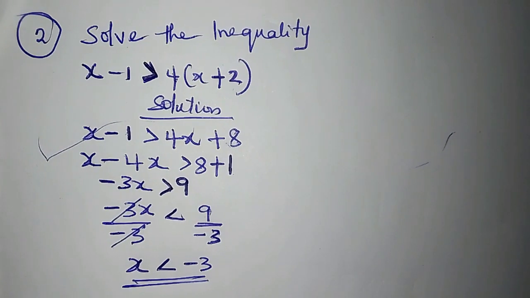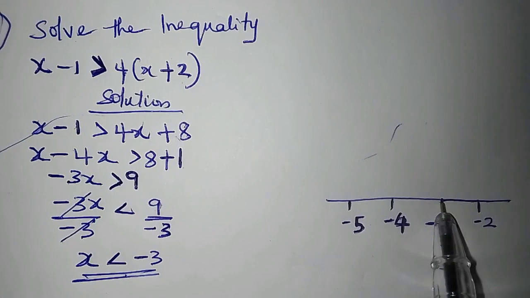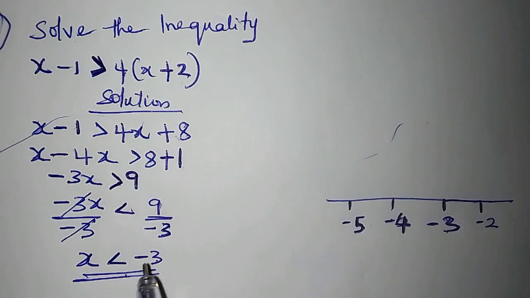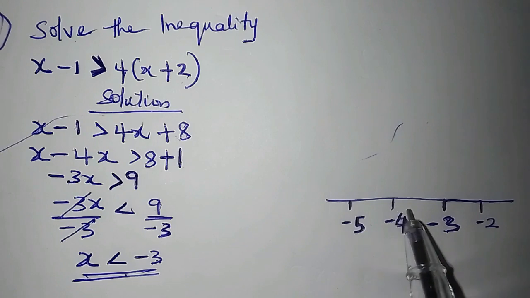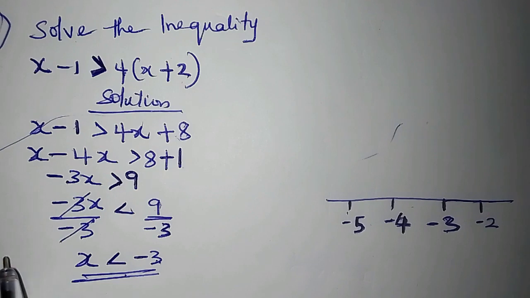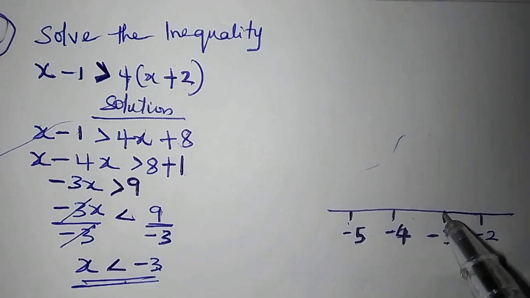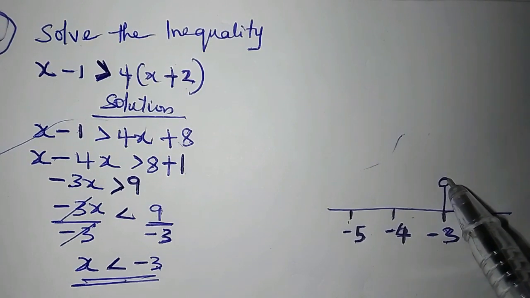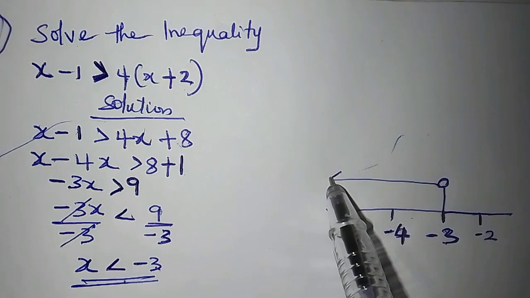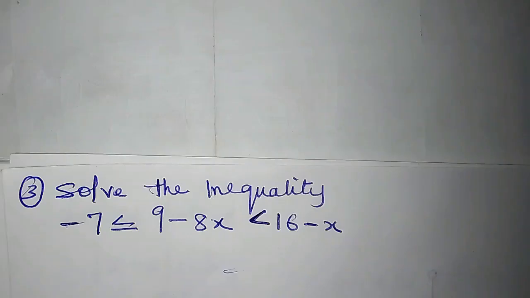So if I am to represent this solution on a number line, it's simple. Minus 3 is what we are taking note of here. Now x is less than minus 3. Numbers less than minus 3 are towards this left side, minus 4, minus 5 to negative infinity. So less than minus 3, we have this. Draw a circle without shading the circle, and draw my arrow to the left. So we have x less than negative 3.